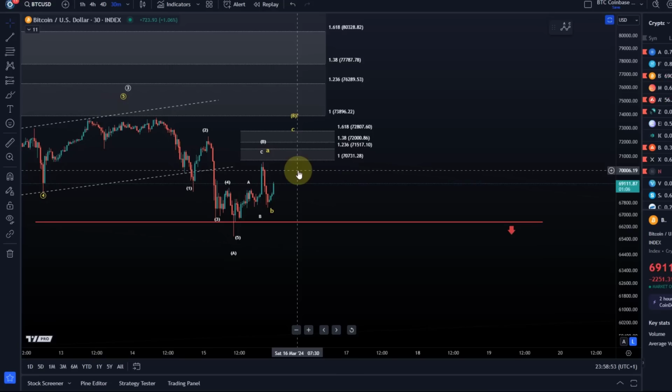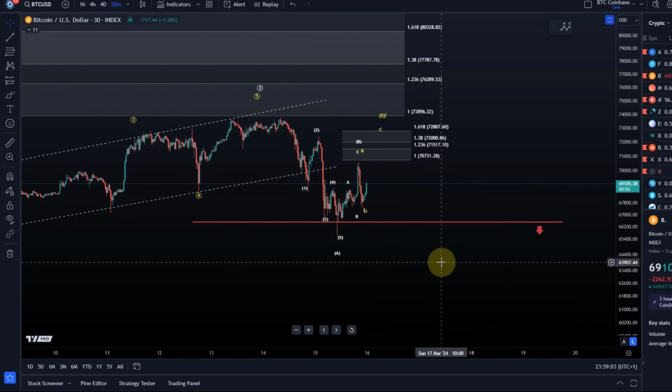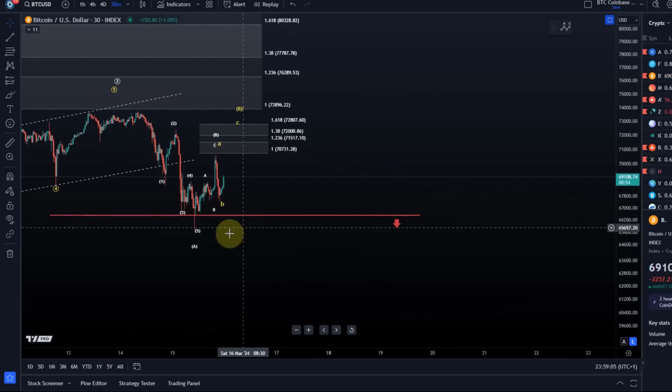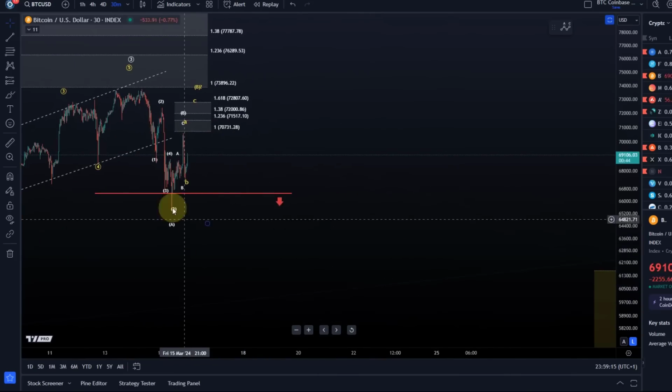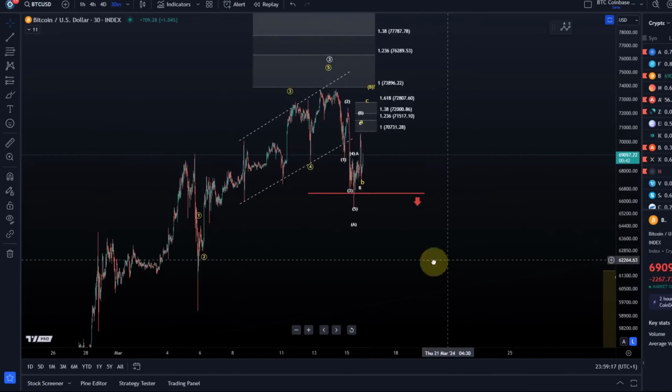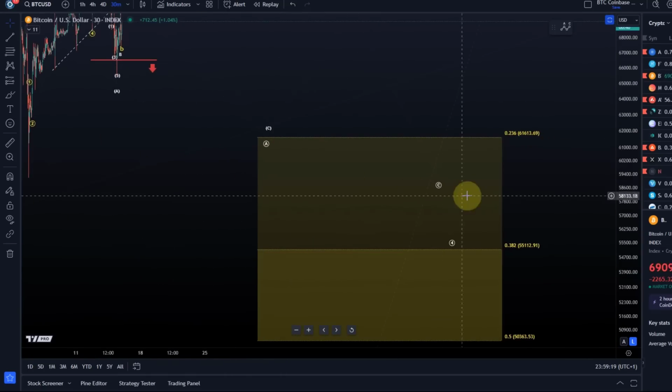I mean, all we can do in corrections is just to track the waves. The microstructures, as I said, are not so important. I would not try to trade the microstructures here in this correction. What is important is to understand what is the relevant support level. And here on this chart, micro support, still the red line at 66,530 is holding at the moment. No sustained break below that. And then obviously the larger yellow support zone.